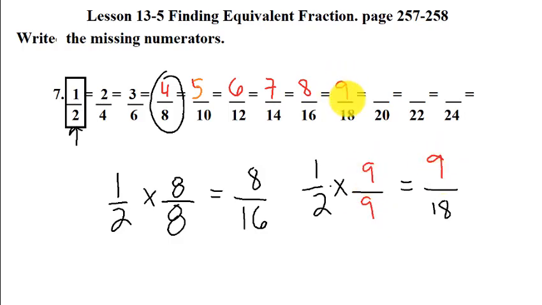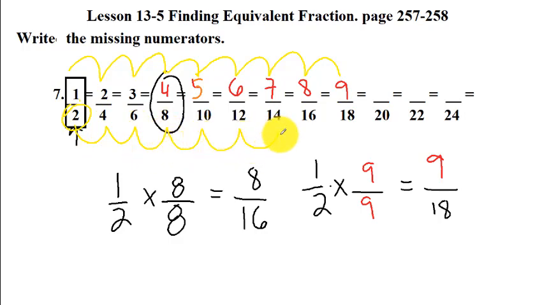And we continue. If you see, all of this follows a pattern: 1 times 2, 2 times 3, 3 times 4, 4 times 5, 5 times 6, 7, 8. It is the table of 2 because all the denominators are multiples of 2. 2, 4, 6, 8, 10, 12, 14, 16, 18, 20.